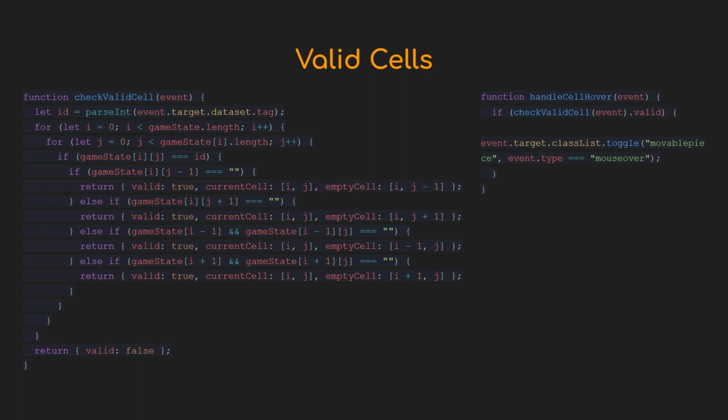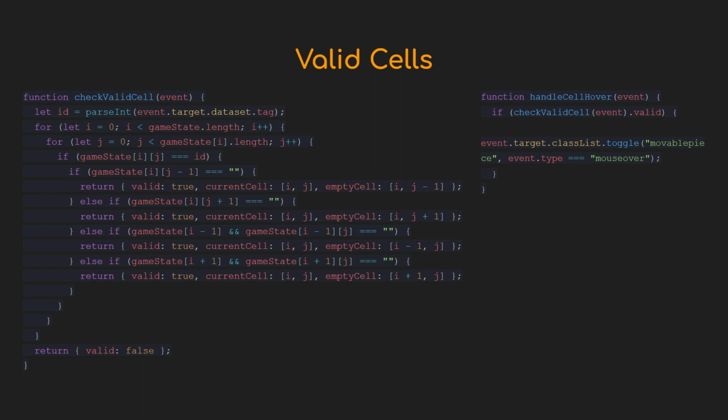The checks valid cell function is designed to see if a cell is valid in the grid of the game. It takes an event parameter, which is the click that the user sends, and the function gets the ID of the cell. The function then iterates through the game state array to find the position of the cell with the specific ID. Once the cell is found, the function checks if any adjacent cells to the cell the user clicked on is next to the empty cell.